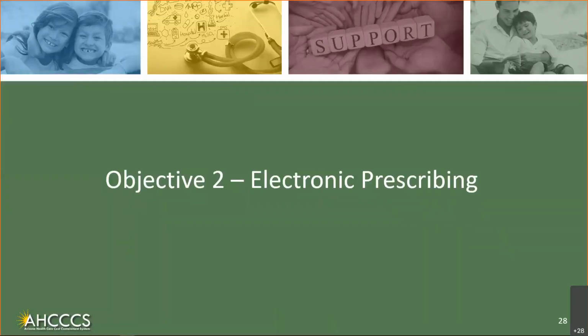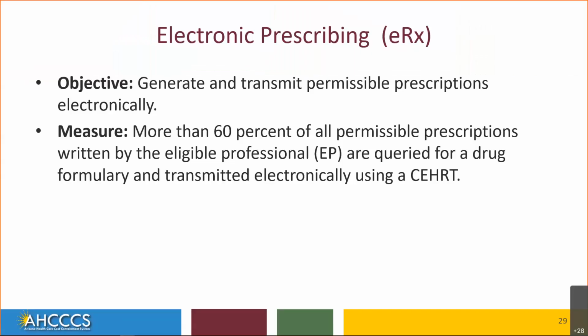Moving on to Objective 2, electronic prescribing. The objective is to generate and transmit permissible prescriptions electronically. The measure is that more than 60% of all permissible prescriptions written by the EP are queried for a drug formulary and transmitted electronically using a CERT.